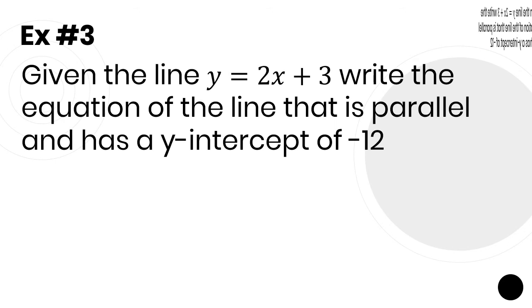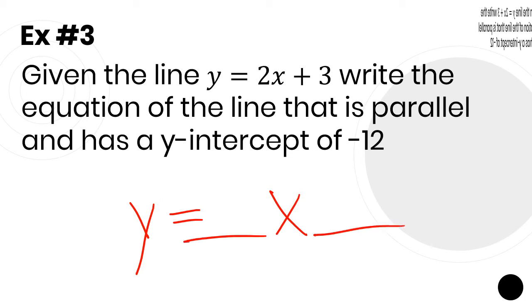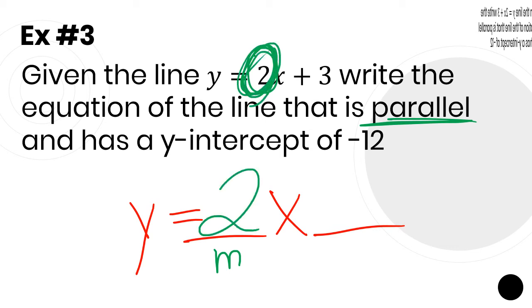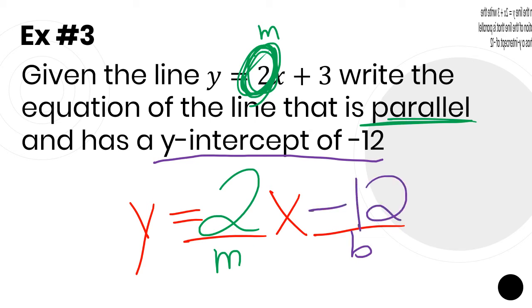Let's look at another one. Given the line y equals 2x plus 3, write the equation of a line that's parallel and has a y-intercept of -12. So I'm going to set up my template, starting off with parallel. If it's parallel, my m's are the same. So if this line has a slope of 2, then I want my new line to have a slope of 2. You copy the m value. Okay. What you have to be careful of is we want to use the y-intercept of -12. So my b is -12.